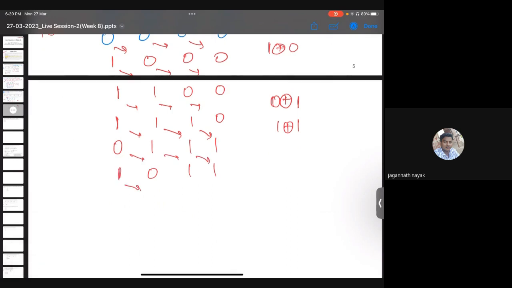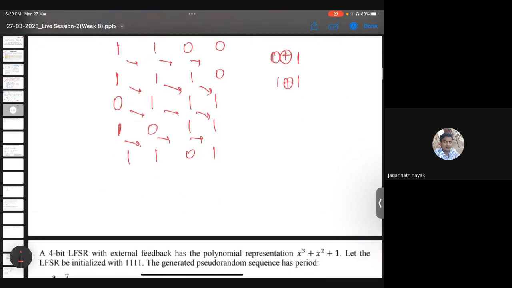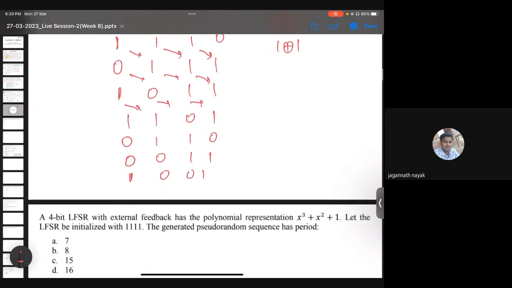If you have any doubt, you can ask or type in the chat box also. 1 0 1, and then last will be again 1. So I'm writing it again 1 1 0, then it will be 0. I'm writing 0 1 1. It will be 0. Then I'm writing 0 0 1. It will again be 1. Then I'm writing 1 0 0. It will again be 0.